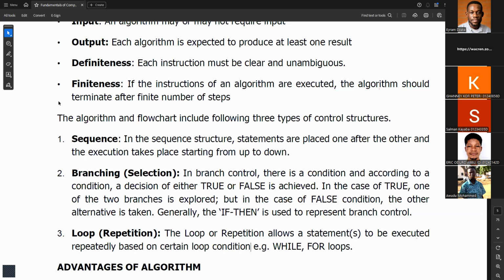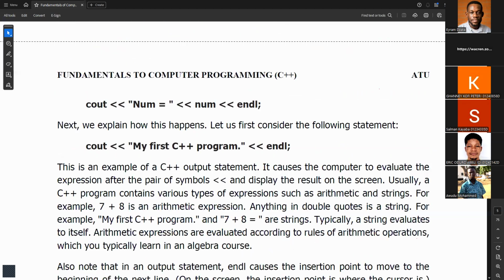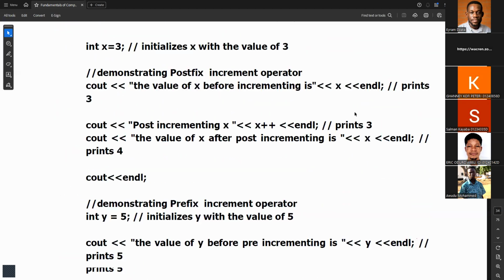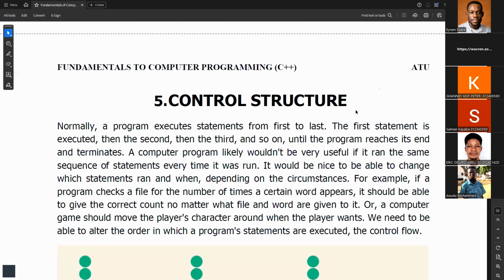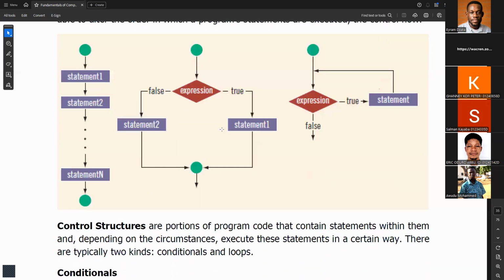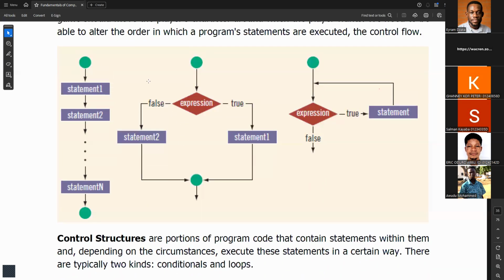So, like I said from the outline, one of our topics is control structures. Okay, so I'll go to that part quickly. There's a diagram there to explain the control structures, the three types of control structures.